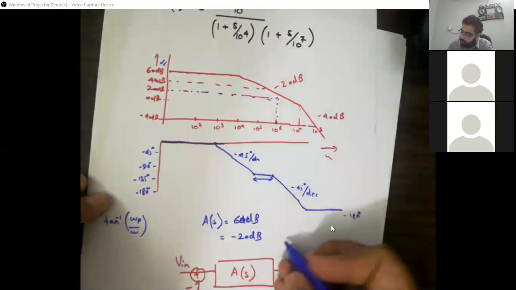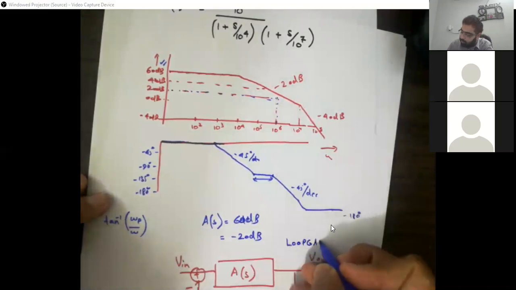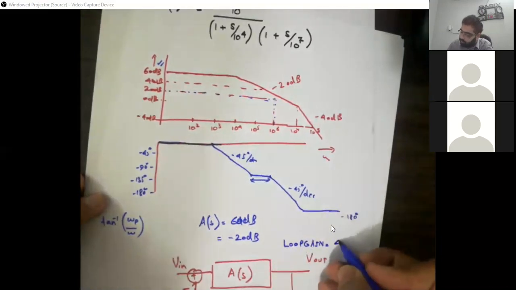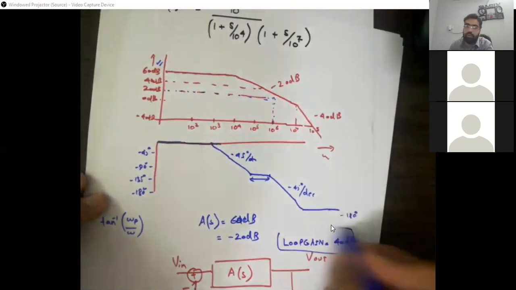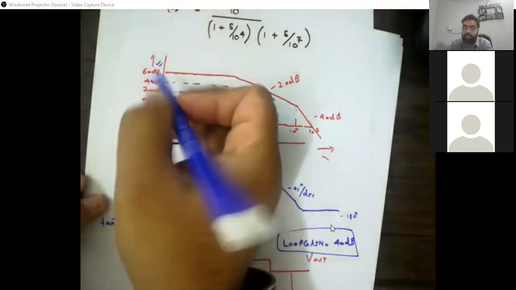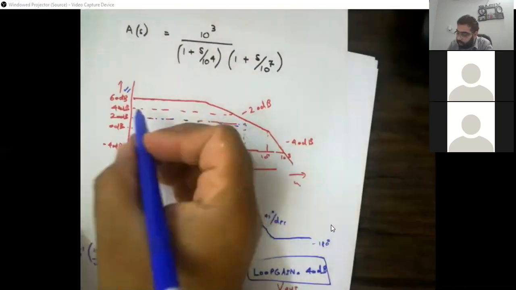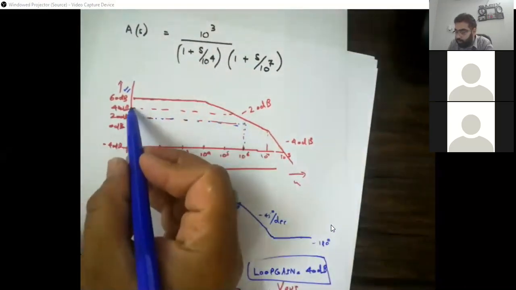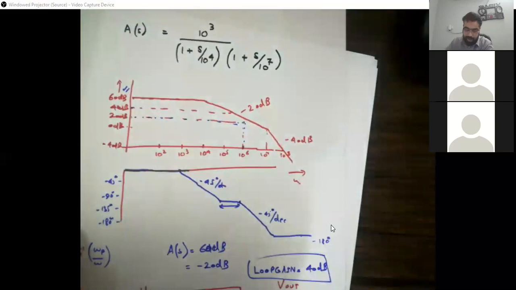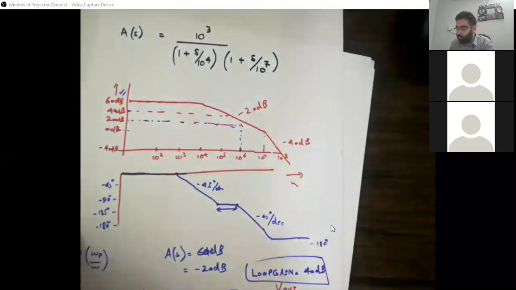अगर मैं loop gain लिखना चाहूँ, 40 dB. पहले वो 60 था, आप इसको just scale down कर दें नीचे. Meaning I am just going to bring this thing to 20 dB. I'm just drawing on top of it with a black pen. So you can just see this thing.